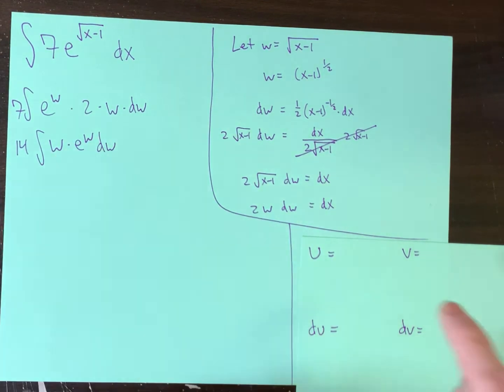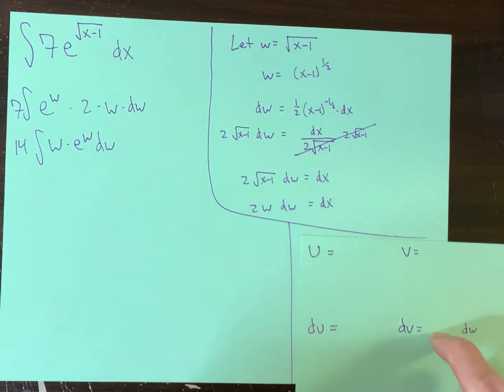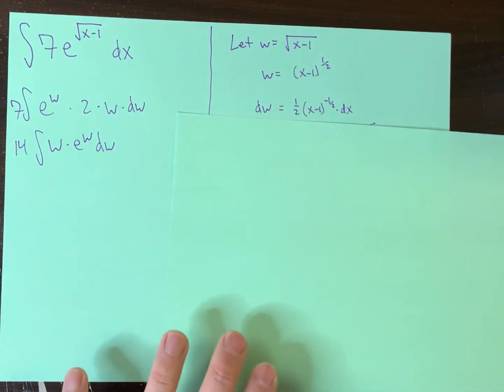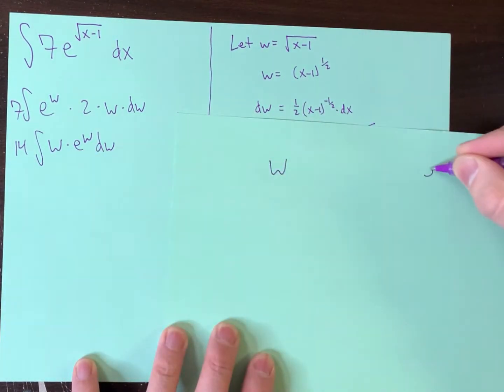One of these pieces goes in for u and the other piece goes in for dv. Always, always, always. Now here is how I would make that decision. We have w versus e to the w, okay?